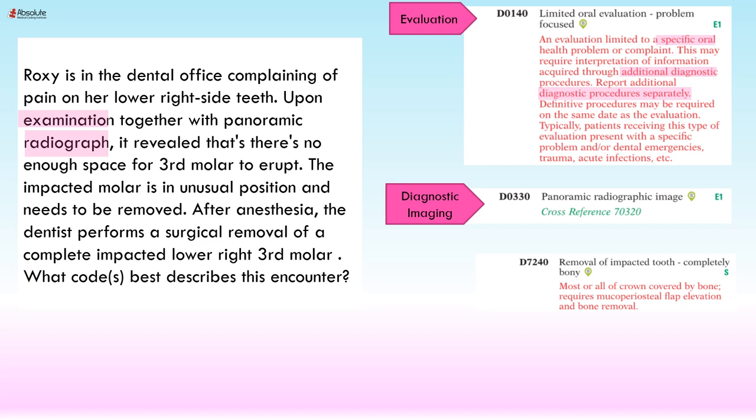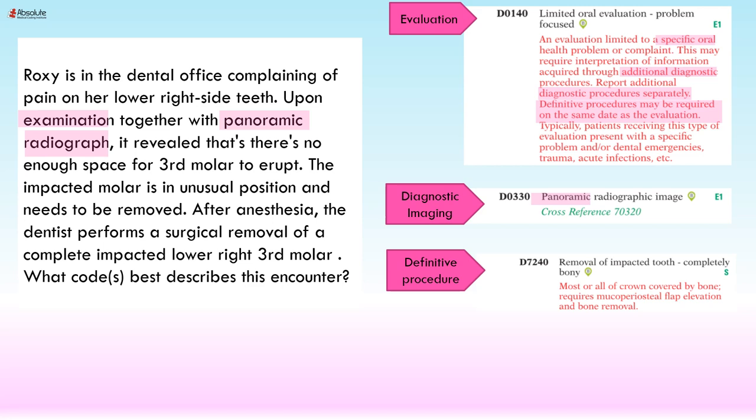The dentist performed a surgical removal of a complete impacted lower right third molar, and going back to this guideline here, definitive procedures may be required on the same date as evaluation. So coders, guess what? That's exactly what happened here. There was a definitive procedure performed on that same day, and if we are to code for removal of impacted tooth, completely bony, I'm just following the keywords provided here. It says complete impacted lower right third molar. So I am going to use this code D7240. What do you think?